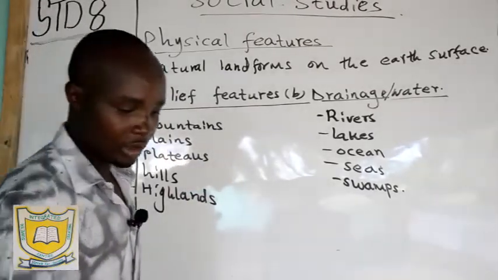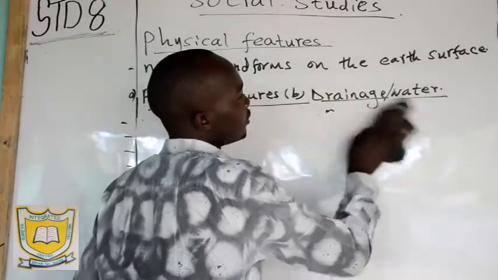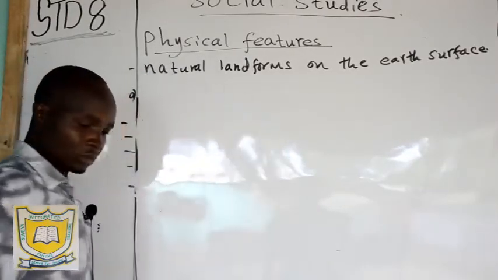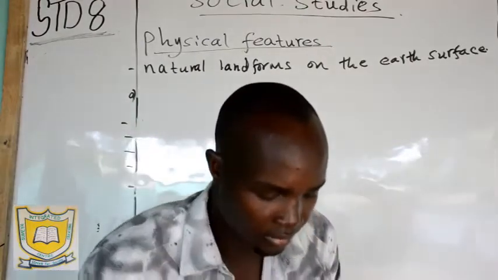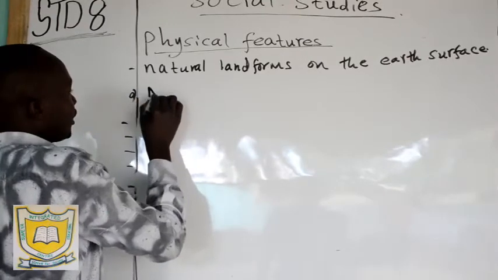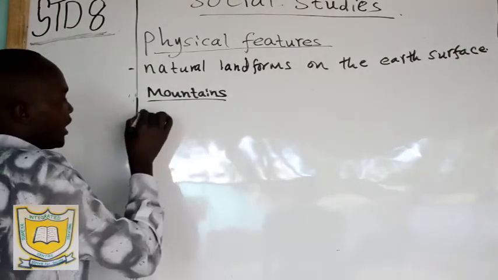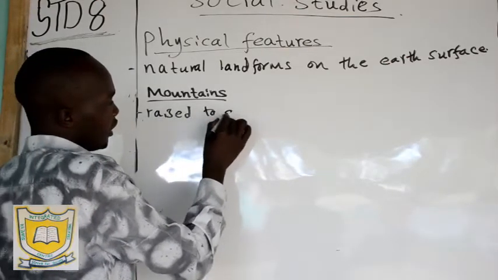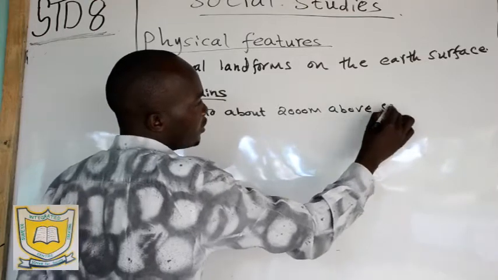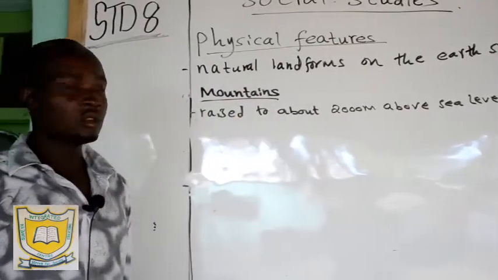So maybe we shall look at them one by one across the syllabus. We shall start with the mountains. Mountains are areas raised to about 2,000 meters above the sea level. So if an area is raised above 2,000 meters above the sea level, then we can call it a mountain.